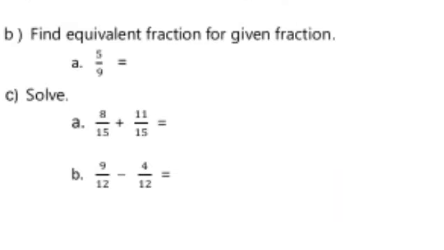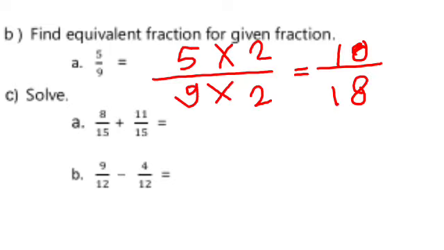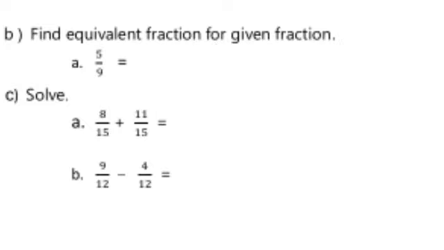Question 5. Find equivalent fraction for given fraction 5 upon 9. Here we have to find equivalent fraction. We multiply both by the same number, so we multiply 5 into 2 and 9 into 2, that is 10 upon 18. You can multiply any number, but the condition is you have to multiply both by the same number. This is the equivalent fraction of 5 upon 9, that is 15 upon 27 also.